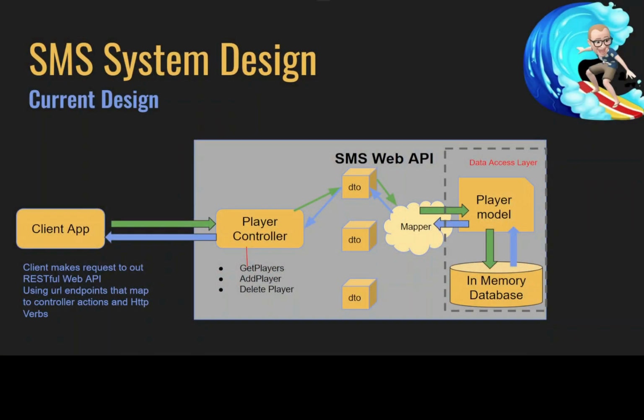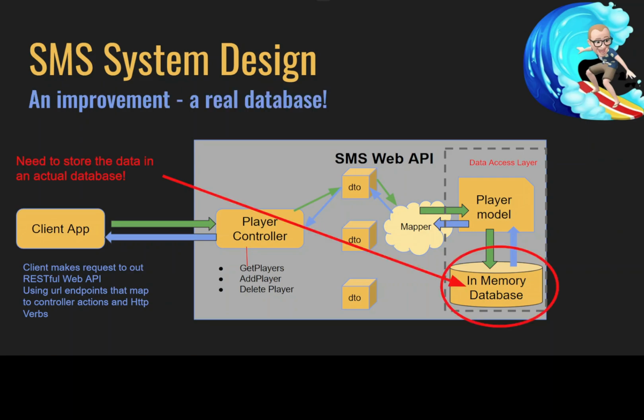So here is our current design. In the previous video we looked at adding a level of abstraction to our data through data transfer objects, and that all worked well for stopping potential breaking changes. Now we're going to have a look at how we can actually start using a real database as we continue on with our improvements from demoware to a more production ready Web API solution.